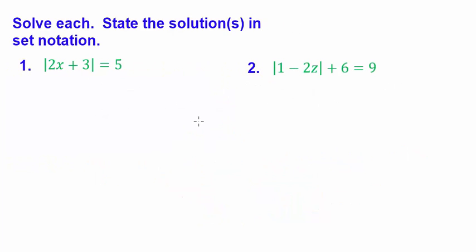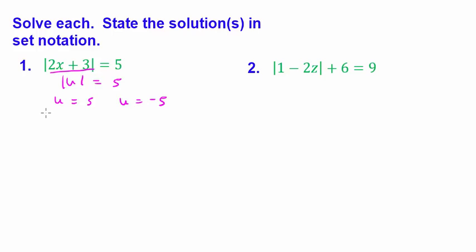Using that definition and also that theorem, we are going to solve each of these and state the solutions in set notation. So again, think of this whole expression 2x plus 3 as U. We were saying the absolute value of U is equal to 5, so therefore U must be 5 and U must also be negative 5, because the distance from 0 happens to be 5, and so the two values that satisfy that are 5 and negative 5 on our number line.